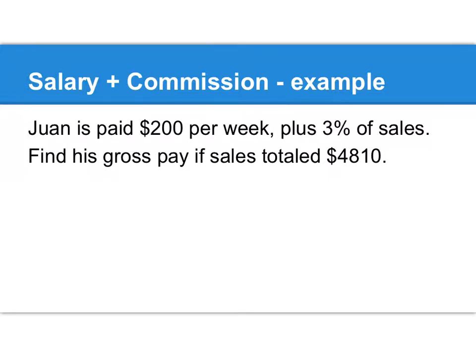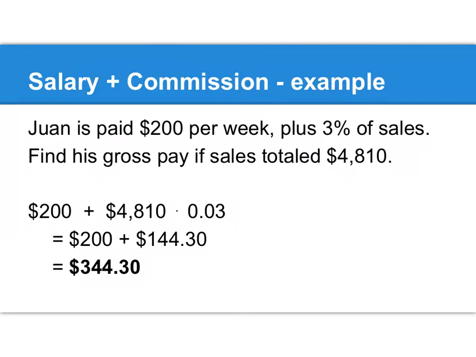So in a week where his sales have totaled $4,810, what we'll do is figure out his commission. The $4,810 worth of sales will be multiplied by 3%. Remember, we turned 3% into a decimal by moving the decimal point 2 places to the left. The $4,810 in sales amounted to a commission of $144.30.